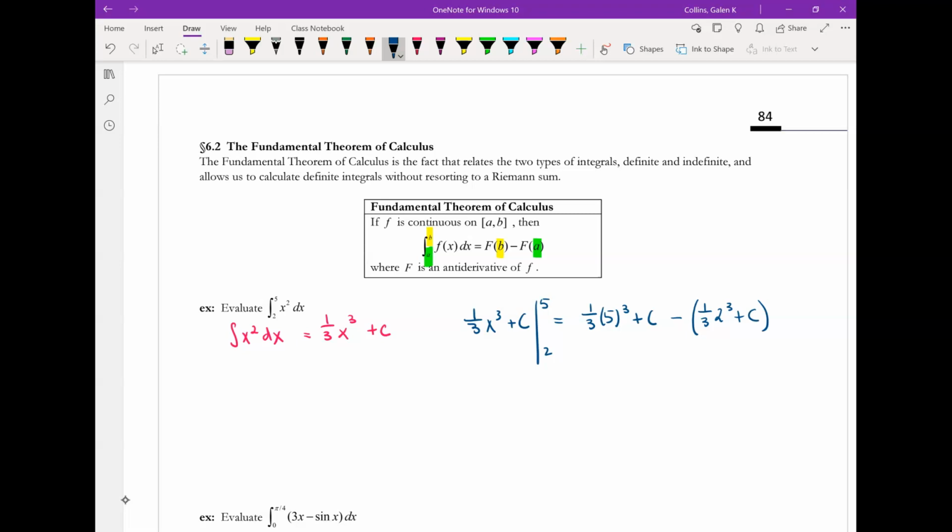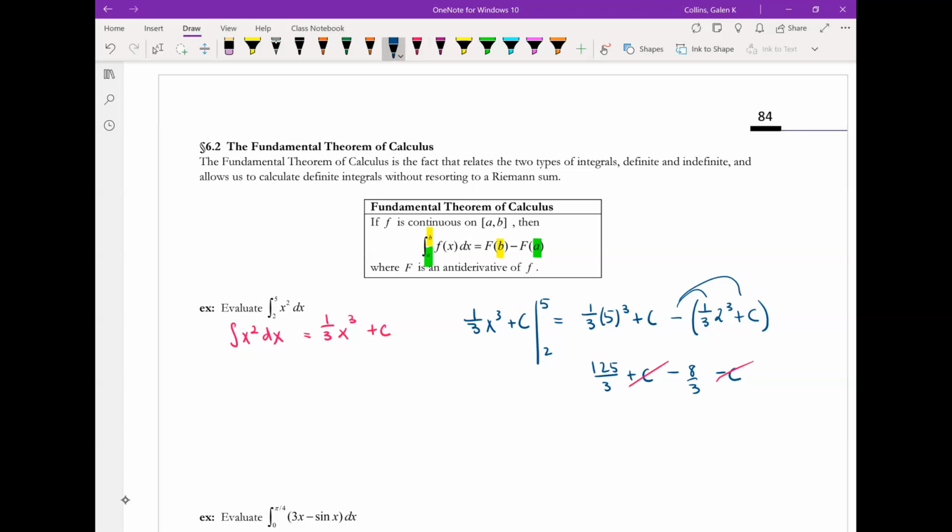All right, so 5 cubed is, let's see, 5 cubed is what, 125? So we get 125 thirds plus our constant of integration. And then as I subtract, I'm going to drop the parentheses. So that would be minus 2 cubed is 8, so 8 thirds. And then remember that that subtraction applies to both terms, so minus c. So what happens is our constant of integration gets subtracted back out.